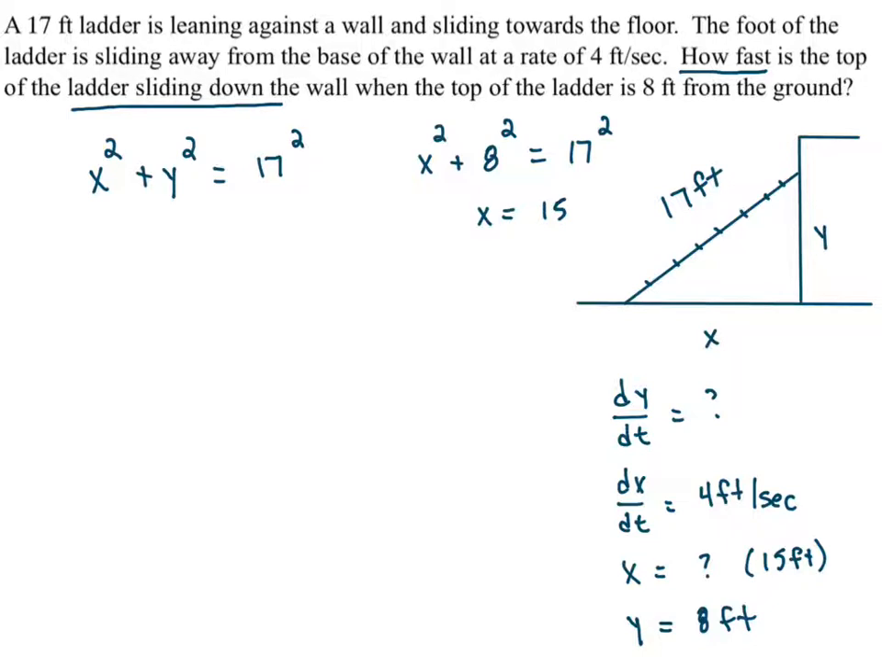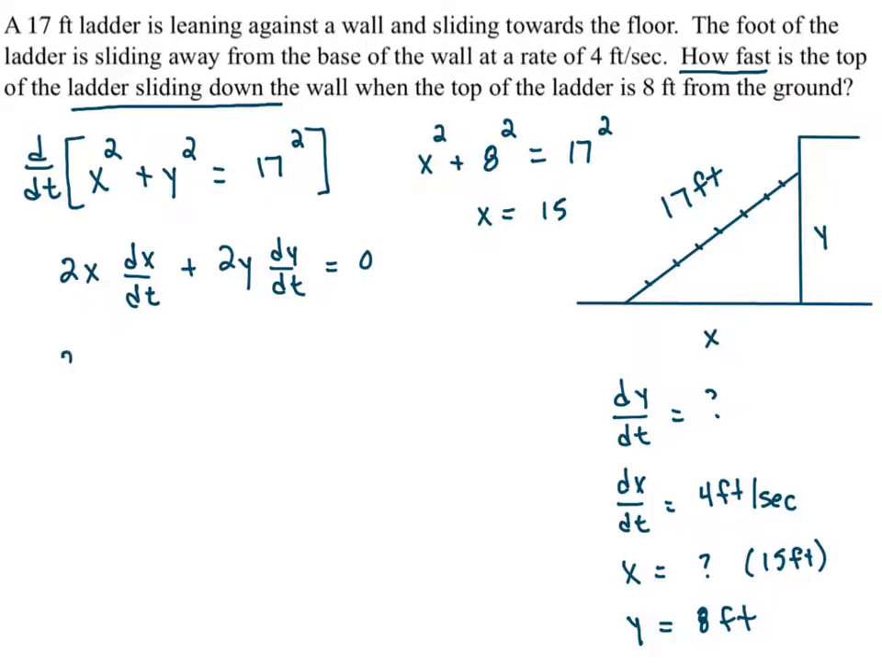So now we're going to find the derivative and see what we get there. So derivative with respect to t: 2x dx/dt plus 2y dy/dt, and then it equals 0, because 17 squared is a constant, and so the derivative of that would just be 0. So I'm going to plug in my values. I know my x value is 15, dx/dt is 4, the y value is 8, and I'm solving for dy/dt.